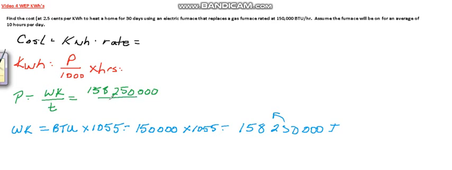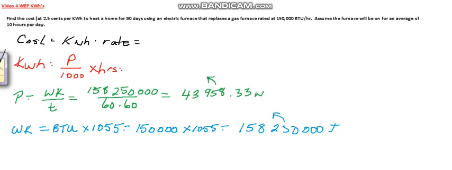What you have to keep in mind is that you don't want to calculate all your time in seconds now, because BTU is a rating per hour. If you look at the question, it says replacing a gas furnace rated at 150,000 BTU per hour. So what we want is the equivalent per hour value. So time in seconds per hour is 60 minutes times 60 seconds, so we've got 3,600. 158,250,000 divided by 3,600 leaves me with 43,958.33 watts.